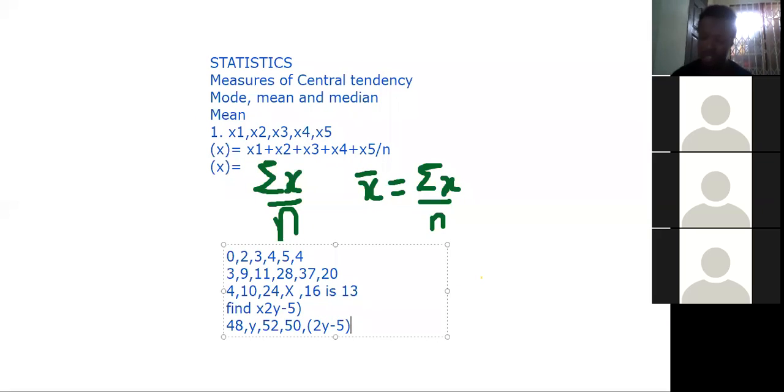Find the age of the oldest man, if their average age is 47 years. If their average age is 47 years, find the age of the oldest man. I hope you got the question.